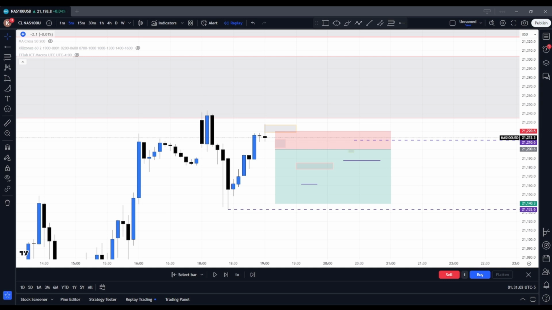Nah, word. I'm trying to break this down though. I'm trying to break down this little trade setup I took during the Asian session today. Before I start, pay attention to the time I take this trade.